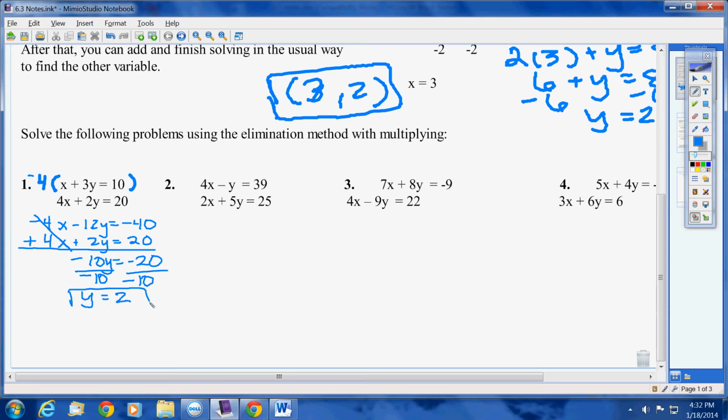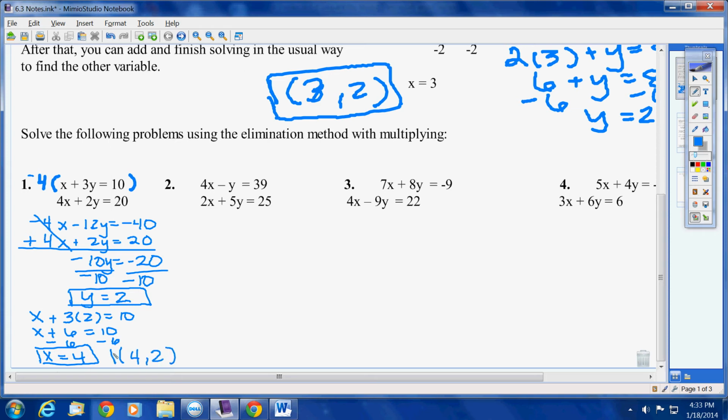So I have part of my solution. Now I need to go back and find x. I'm going to use the first equation because x is already by itself. So x plus 3 times 2 equals 10. That gives me x plus 6 equals 10. Subtract 6, and x is equal to 4. There's the other part of my solution. So these two lines intersect at (4, 2), and (4, 2) is our final answer.